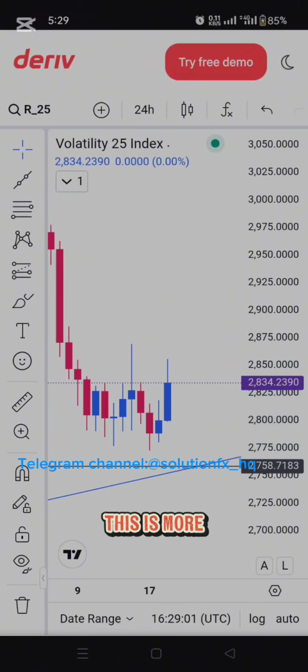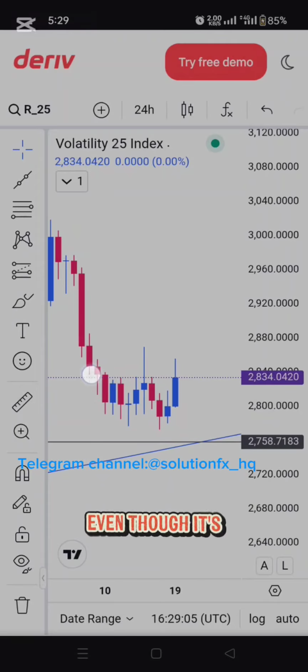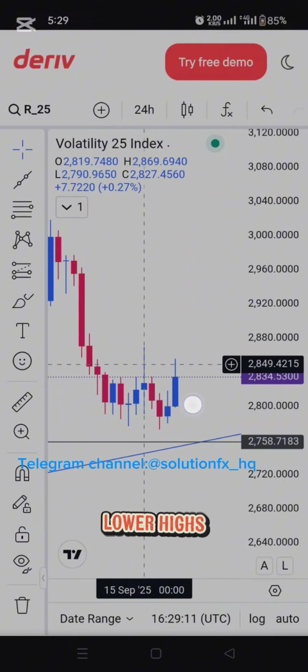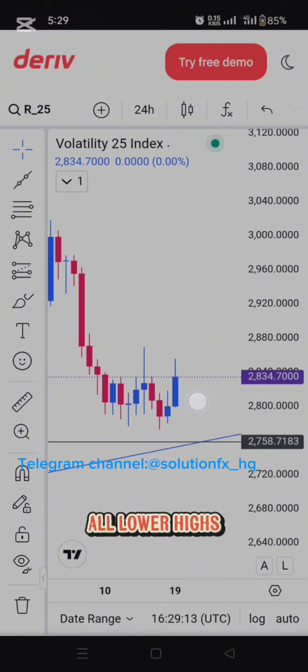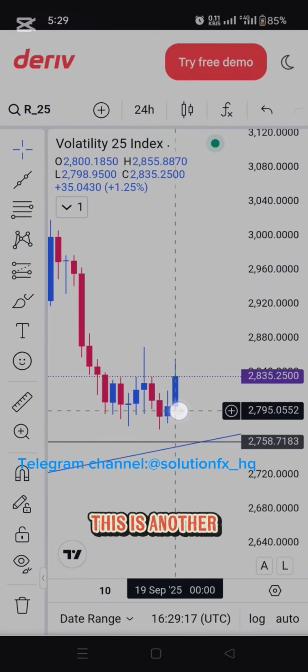Now, one thing I need you to understand is that even though this is more like a correction, a retracement buy, you notice that even though it's been making a series of highs here, look at these highs. You see that they are all what we call lower highs. This is a lower high, this is another lower high, this is another lower high.